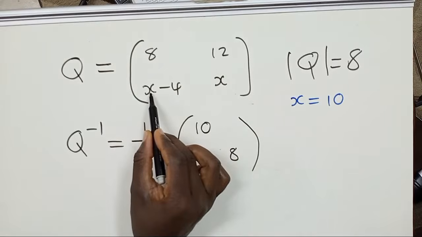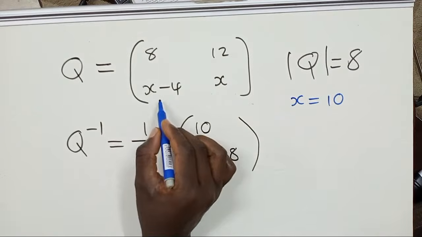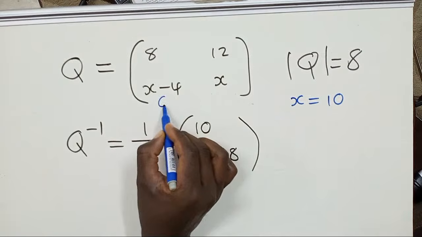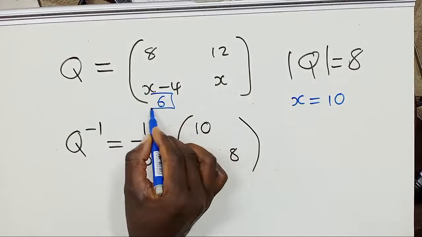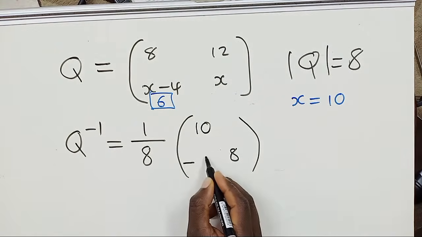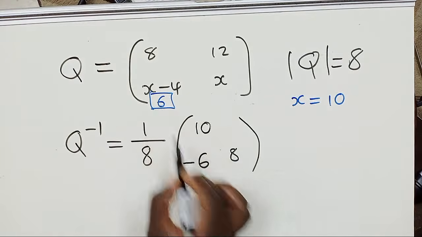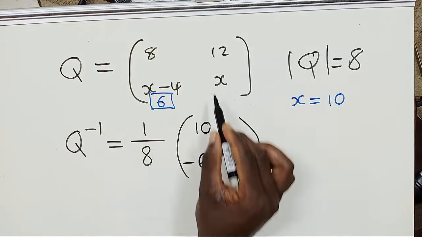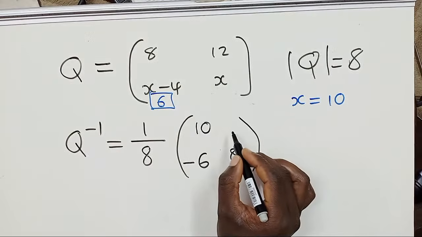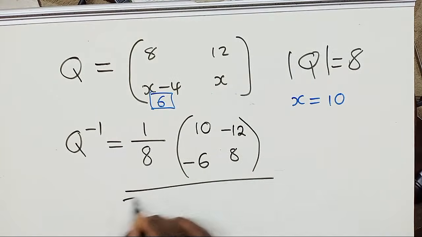And here, if we put 10 where x is, our value here will be 6. So we have a 6 right here. What we do to that 6, we write it right here and change its sign. If it is positive, it will be negative. If it was negative, it would have been positive. And at this one, we also change the sign like that. So this is the inverse.